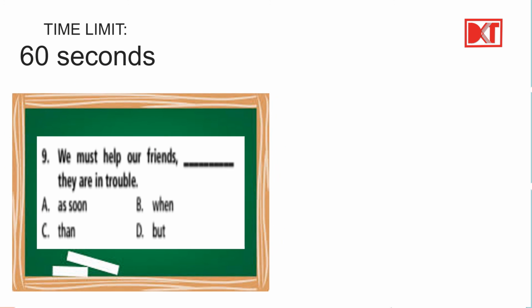Alright, now the next one says, we must help our friends, dash, they are in trouble. As soon they are in trouble, when they are in trouble, than they are in trouble, or but they are in trouble. Here the correct answer is B, when they are in trouble. When they are in trouble refers to the time, refers to the situation, which means it is a conjunction of time. Okay.